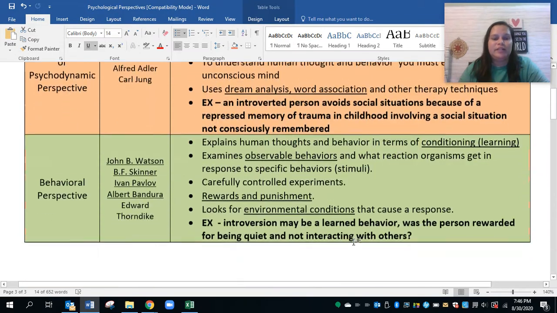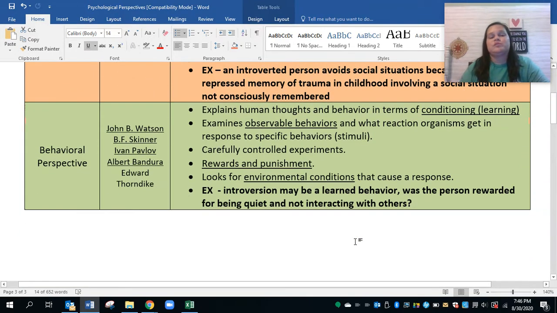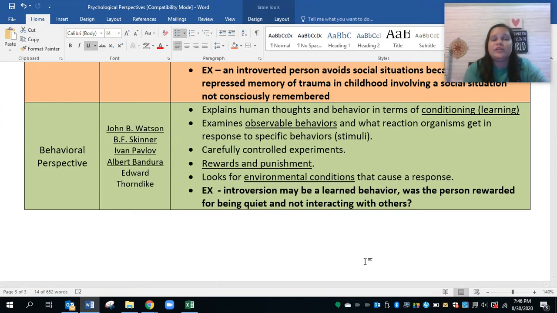Our next perspective is the behavioral perspective, and there's a bunch of names in this one. John B. Watson is the founder of the behaviorist perspective. Skinner is considered the most influential American psychologist of all time. Pavlov we'll get really into for conditioning, Bandura for observational learning, and then Thorndike, we'll talk about him a little bit later. The key thing here with the behavioral perspective is that we're only focusing on observable behaviors.